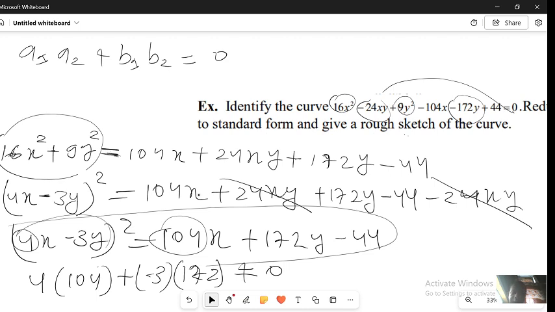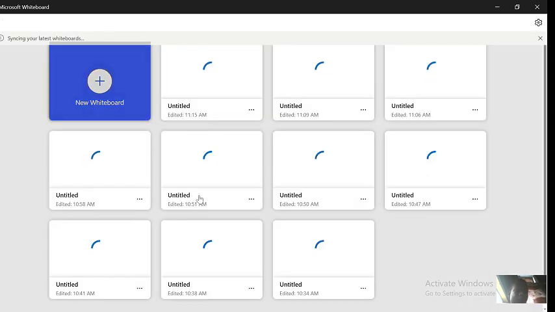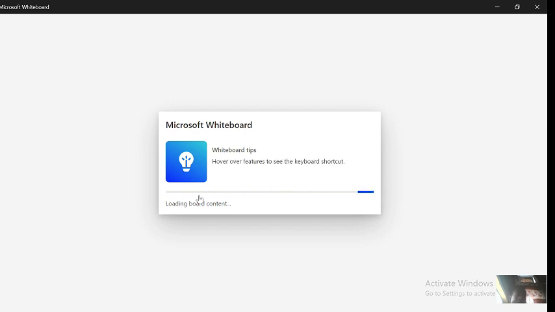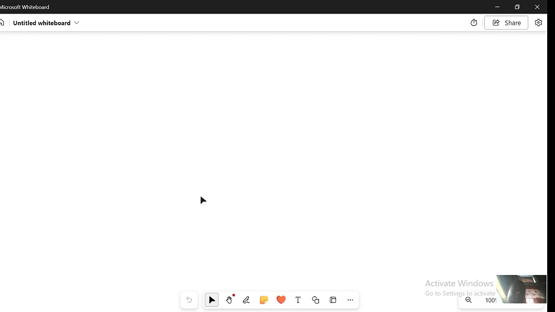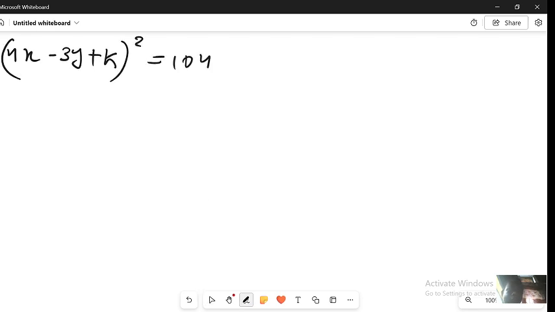I will have 4x minus 3y plus k. Because they are not forming a right angle, the square is going to be equal to 104x plus 172y plus, now plus 44, because it was minus 44 there, minus 44.